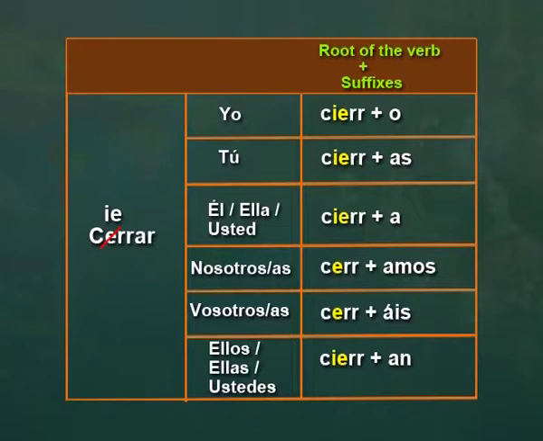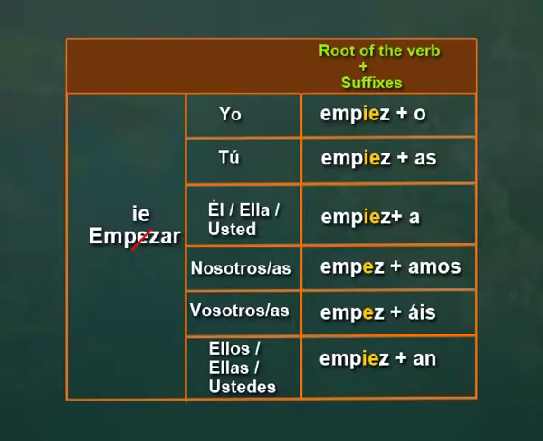Very right. The irregularity, the pattern we talk about, is not applicable to nosotros and vosotros forms of the conjugation. Yes, any irregularity of the conjugations will not be applicable to nosotros and vosotros verb conjugation forms. So, if you see, in nosotros it is cerramos, not cierramos. Similarly, in vosotros it is cerráis, not cierráis. So, there the vowel E in Spanish does not change to IE, it remains E. Let us conjugate empezar then.